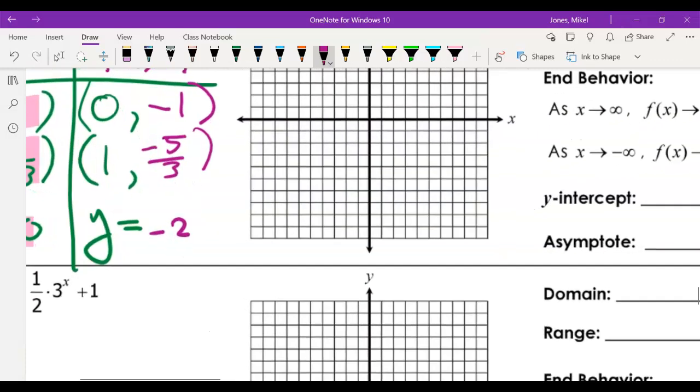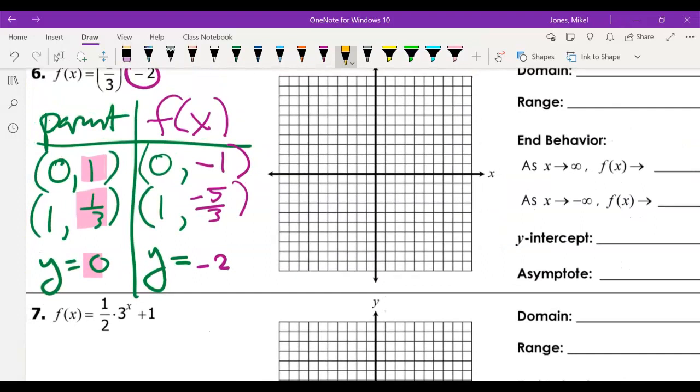All right, so I've got to graph this now. So y equals -2 is my horizontal asymptote. 0, -1, and that is my y-intercept, right? It's on the y-axis. And then 1, -5/3. So it's going down. It's decay. We'd already said it was decay. Okay, so it's going to look something like this.